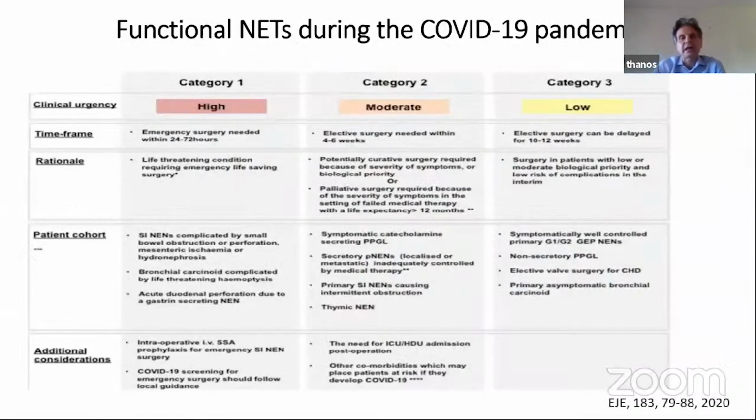And just coming back to the end of my talk, there was recently a publication from the UK putting in line their guidelines on how to look after patients with neuroendocrine tumors during the COVID pandemic. They categorized the patients by urgency into categories 1, 2, and 3. And as you can see, the patients with functional tumors, because of the severity of the syndromes, are put in category 1, which means that you have to treat them urgently.